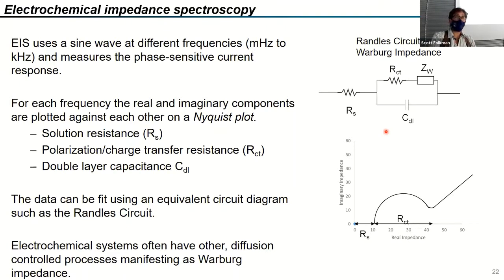And I have seen some studies attempting to do electrochemical impedance fitting using electrochemical parameters such as rate constants, diffusion constants, etc.